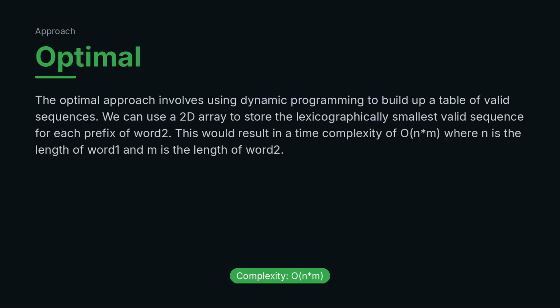The optimal approach involves using dynamic programming to build up a table of valid sequences. We can use a 2D array to store the lexicographically smallest valid sequence for each prefix of word2. This would result in a time complexity of O(n * m), where n is the length of word1 and m is the length of word2.